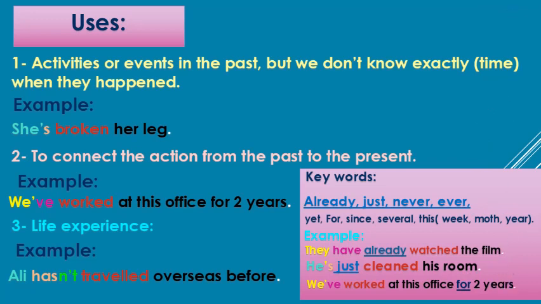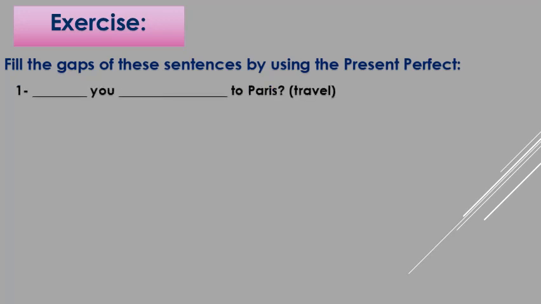Okay guys, now let's move to the exercise. Fill the gaps of these sentences by using the present perfect. إذا أكمل هذه الفراغات لهذه الجمل باستخدام المضارع التام. Number 1. الجملة الأولى. So here we have: You blank to Paris, and a question mark. إذا هنا حالة سؤال. So you, it is plural. So we add have you traveled? Have you traveled to Paris? So here the answer is yes or no.